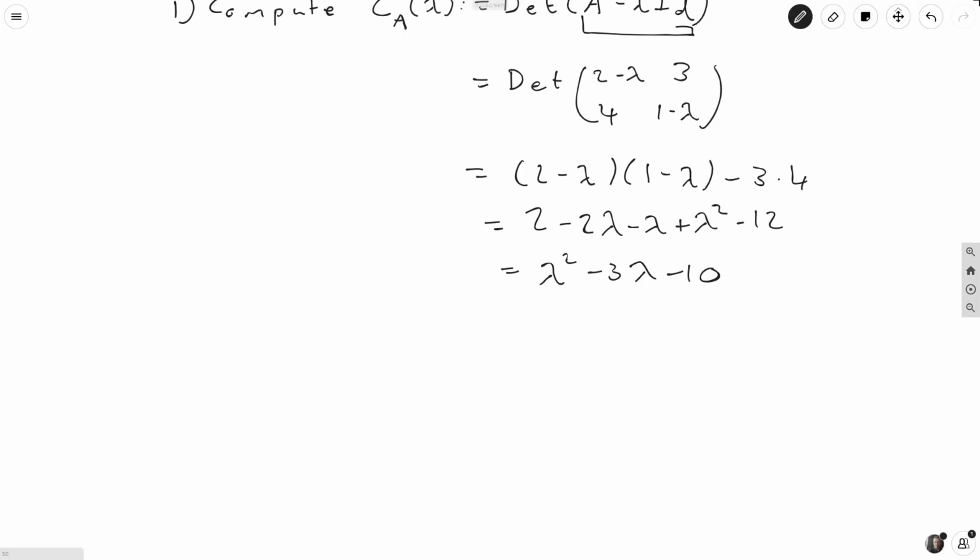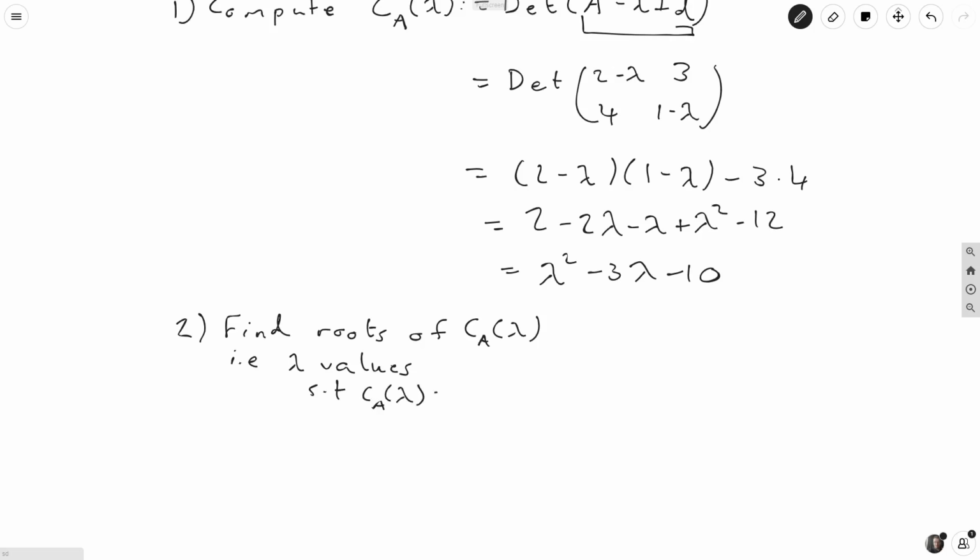The second step, step 2, is to find roots of C_A of lambda, i.e., lambda values such that C_A of lambda is equal to 0. So this thing on the right here depends on lambda. It takes on different values depending on what lambda is equal to, and we want to find those values such that it's equal to 0.